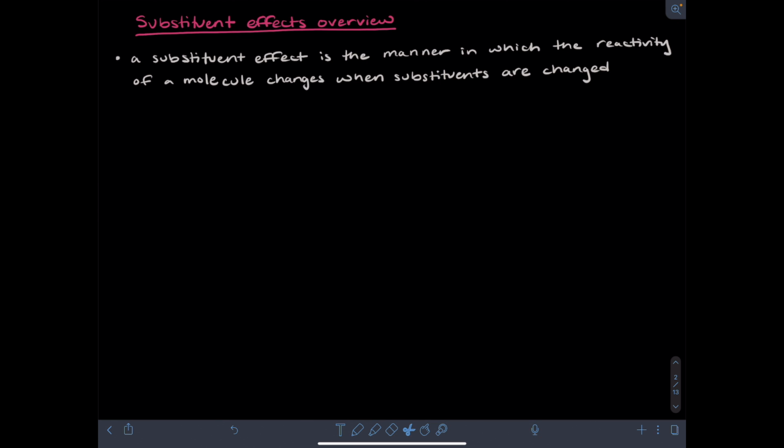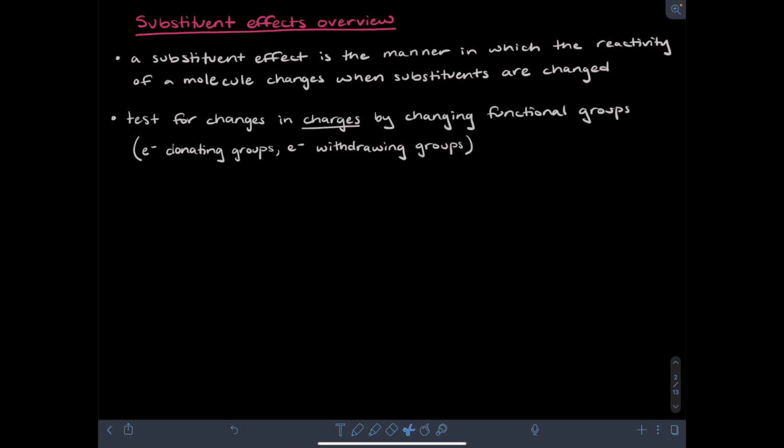A substituent effect is a measure of the way in which the reactivity of a molecule changes as you change substituents on it. Substituent effects are a way of testing for changes in charges by changing functional groups. For example, switching out a hydrogen for an electron donating group or an electron withdrawing group, and seeing how that affects an equilibrium or a rate.